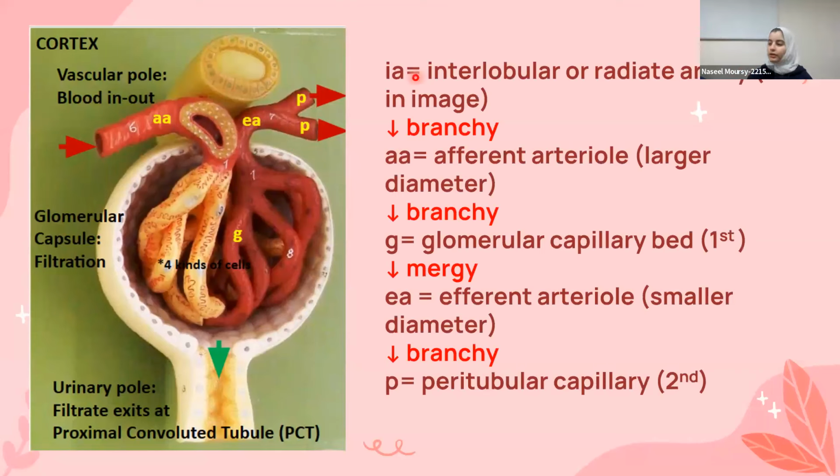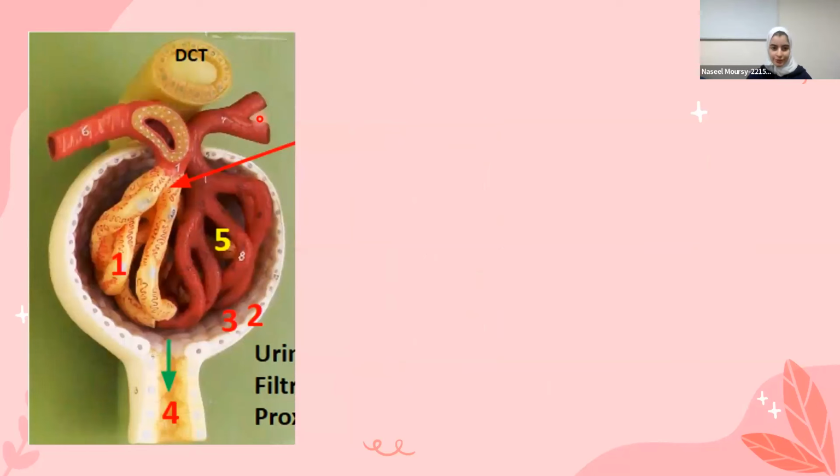So here are the arteries we've talked about: IA, which is not shown, interlobular, and then the afferent arteriole. You get branching into the glomerular capillary bed, then merging into the efferent arteriole, and then branching again into the peritubular capillary. Now, we're not done with the glomerulus. This time we have numbers, and these numbers denote different things. I want you guys to tell me, what does number 1 signify?